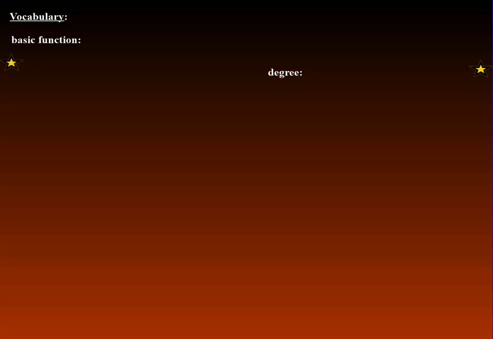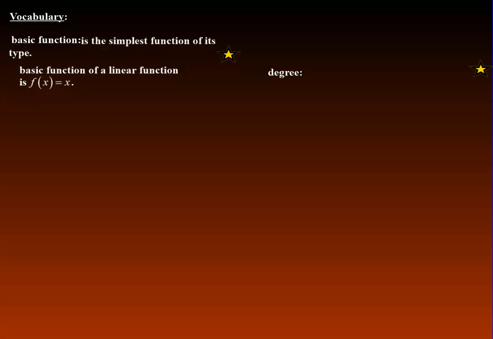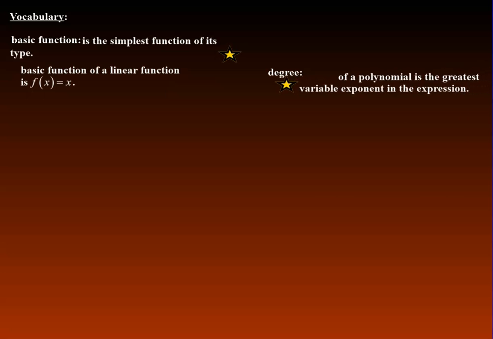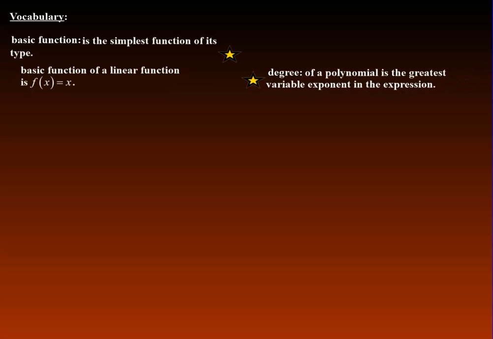Vocabulary: basic function. A basic function is the simplest function of its type. The basic function of a linear function is f of x equals x. And we had this vocabulary word in the last section as well: degree. The degree of a polynomial is the greatest variable exponent in the expression.